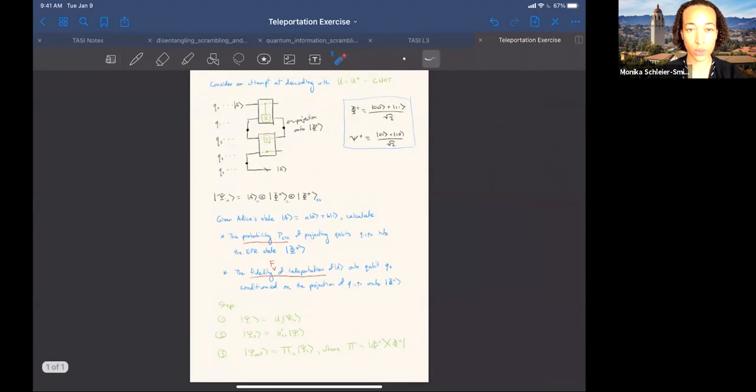I guess I'll keep my screen share, but if you have something to write with, maybe you can try to work through this and not just watch me write. Okay, so what am I going to do? Let me just copy the picture. I'm going to define some notation. Because we start with, let's say, Q1 and Q2 in this EPR state, |00> plus |11> over root 2.